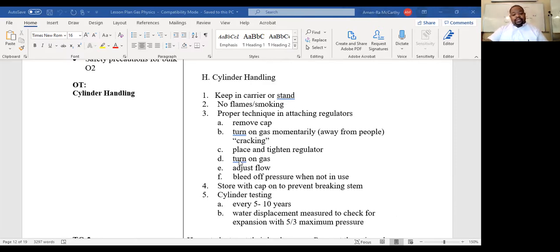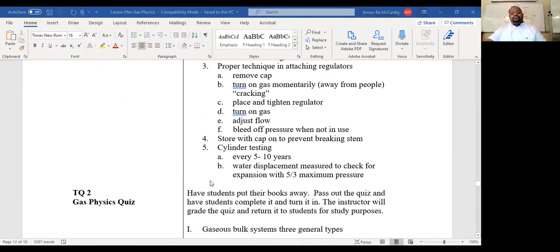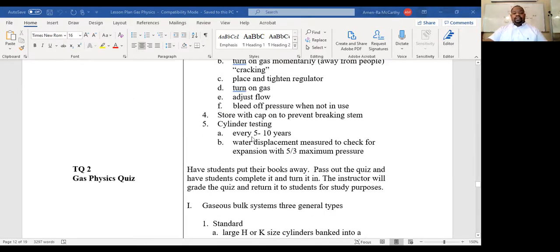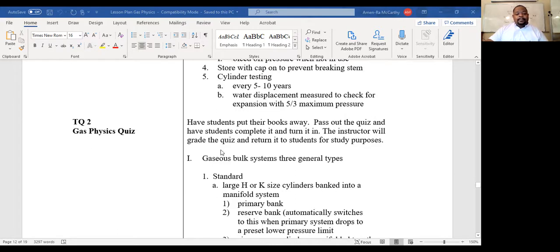Now, when you get done with it, you turn the gas off. Then you have to bleed that pressure out by cutting the flow back on and letting it die out, to bleed that pressure off, and then you can remove the regulator, okay? And make sure you put the cap back on whenever you're storing it, just in case it falls, it doesn't turn into a missile on you. We said that cylinders are tested every 5 to 10 years. That's called hydrostatic testing. We just talked about that.